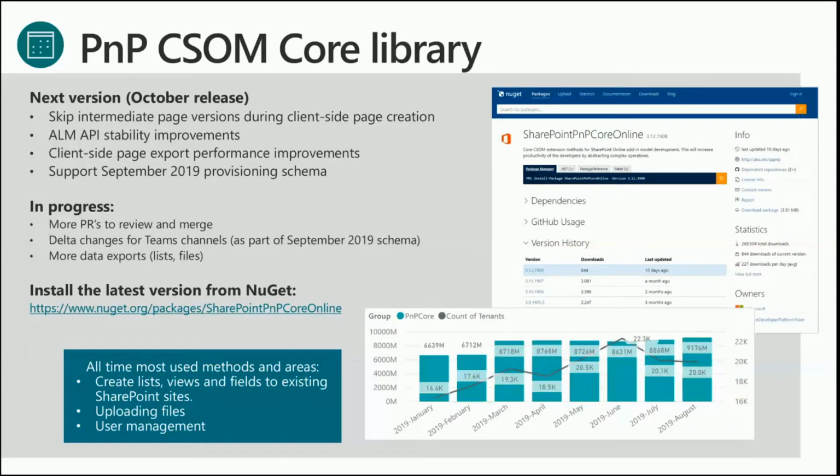There are some performance improvements done around client-side page exports. There are some issues with the regex expressions that we used that caused some performance problems, which are fixed now. And then the September 2019 schema is committed in the dev branch. I think Paolo will talk more about it in the next slide, but that's coming up.